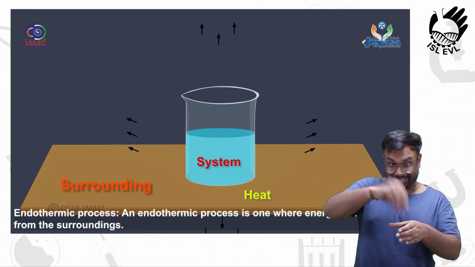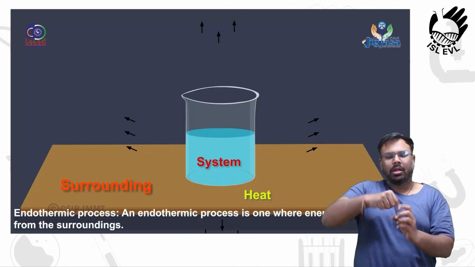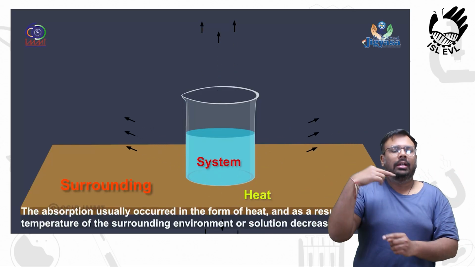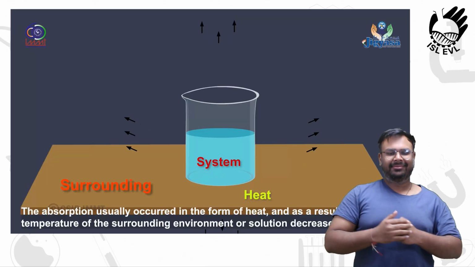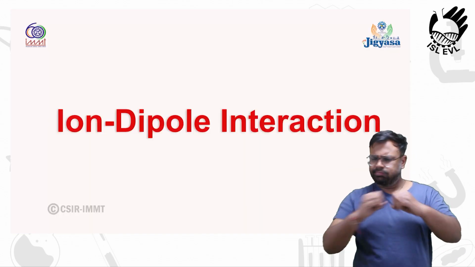Endothermic process. An endothermic process is one where energy is absorbed from the surroundings. The absorption usually occurs in the form of heat, and as a result, the temperature of the surrounding environment or solution decreases.